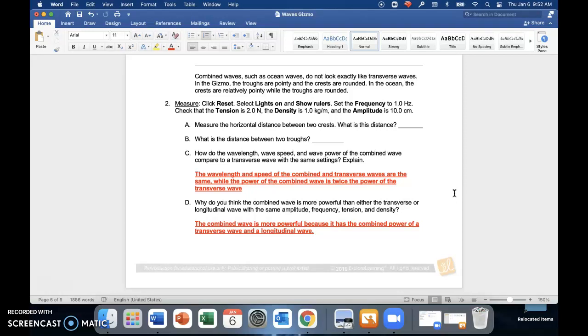Why is this? The combined wave is more powerful because you have the combined power of a transverse wave and a longitudinal wave together. Okay, so you have to add the power of those 2 individual waves to come up with the total power of the combined wave. And that's just kind of common sense there. So those are the main things I wanted you to get from doing that Gizmo, and make sure you understand that when it comes quiz time.